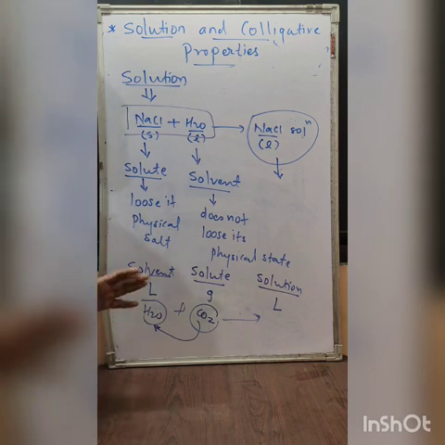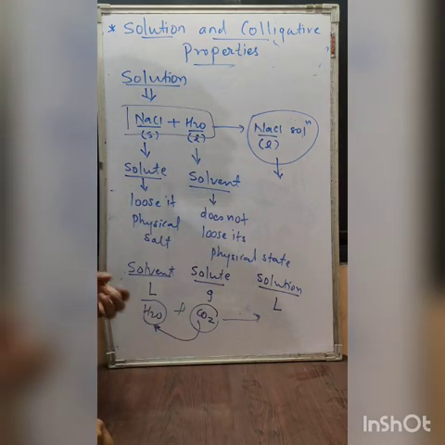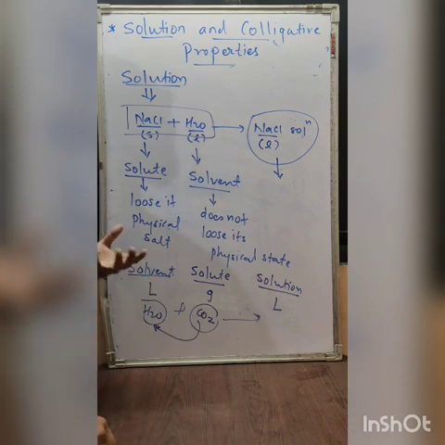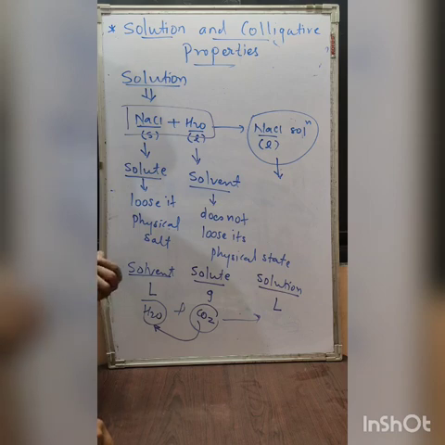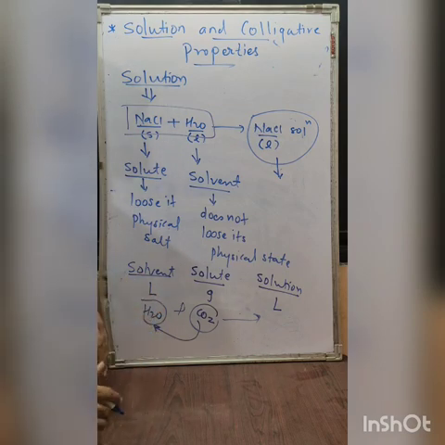So finally we define once again what a solution is. A solution is a homogeneous mixture of two or more components which cannot be separated out by a simple physical method. Once again, it is a homogeneous mixture made up of components which cannot be separated out by any simple physical method. Okay.